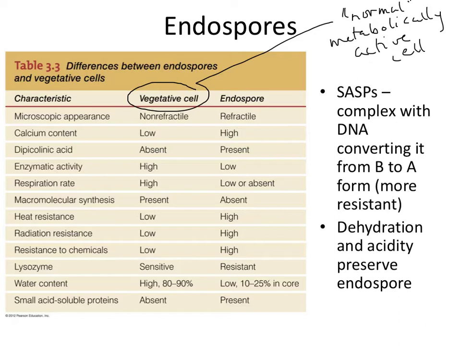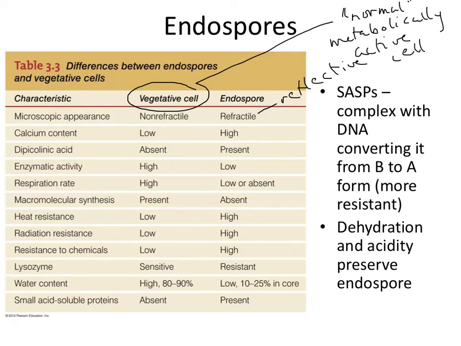So if you compare vegetative cells and endospores, if you look at them microscopically, vegetative cells are non-refractile. Endospores are refractile. That means basically very reflective. And you know that because you see them reflecting light oddly when you look at them using light microscopy, typically phase contrast. The calcium content in a vegetative cell is low versus high in an endospore. As I mentioned, vegetative cells do not have dipicolinic acid and endospores do.